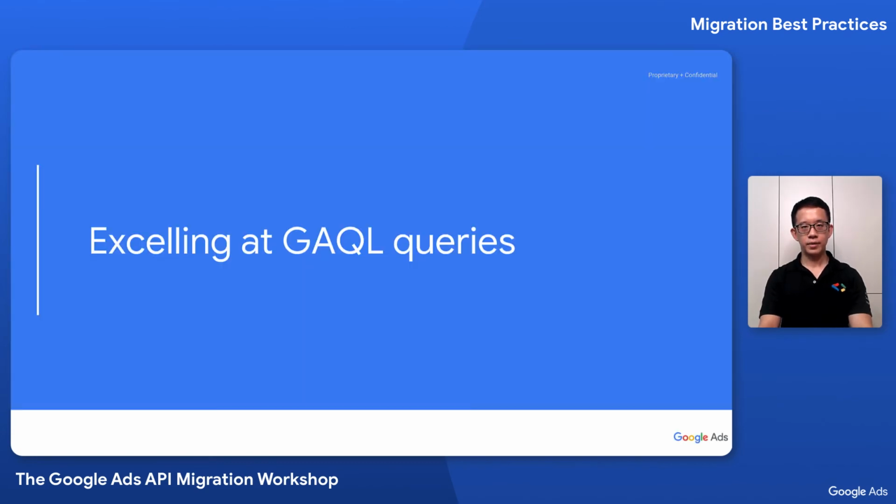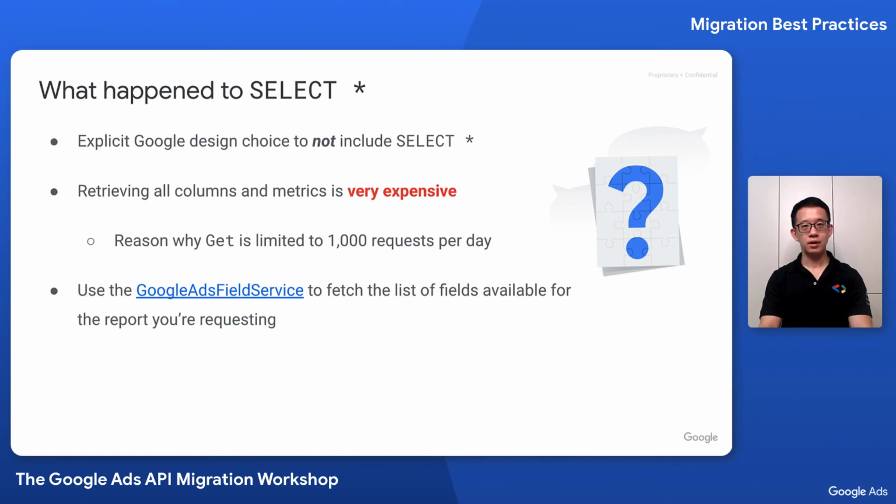And the third topic of this presentation is excelling at Google Ads Query Language queries, or GAQL queries. First, what happened to select star? Google intentionally does not support select star in our language because retrieving all the columns and metrics is very expensive, and this is the exact same reason why we do not allow the get method to be more than 1,000 requests per day for each developer.